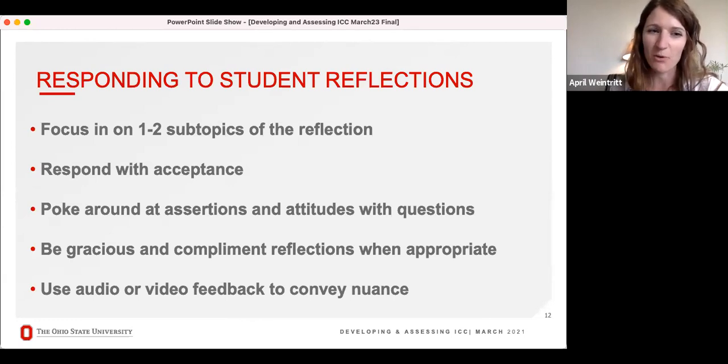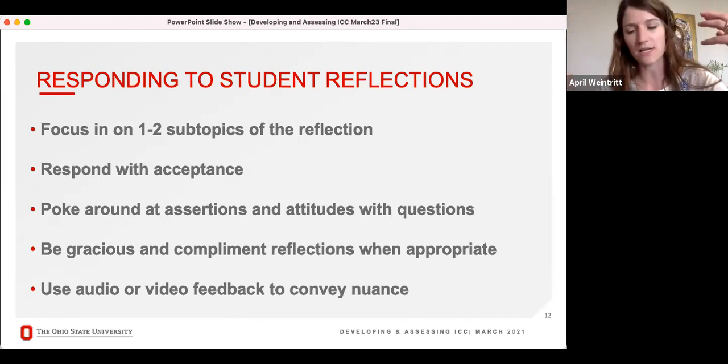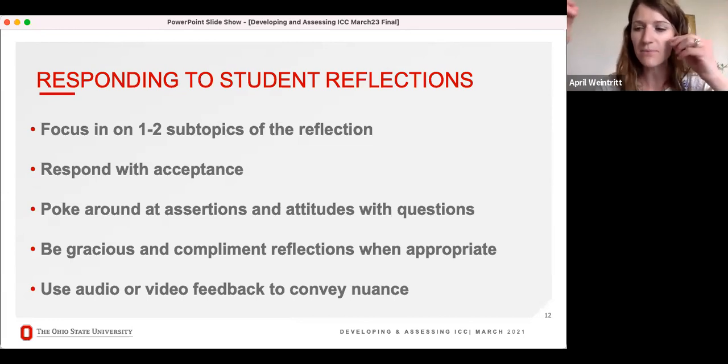We do this by poking around at the assertions and the attitudes that come across in the reflections with questions. I have a few simple ones just so everyone knows what I'm talking about. We're talking about inviting students to say more, or asking, can you elaborate on this? Because I think I understand what you're saying, but maybe. And I'm curious why you say that, or what do you think led to this? How did you get here? And sometimes simply, what did you mean?